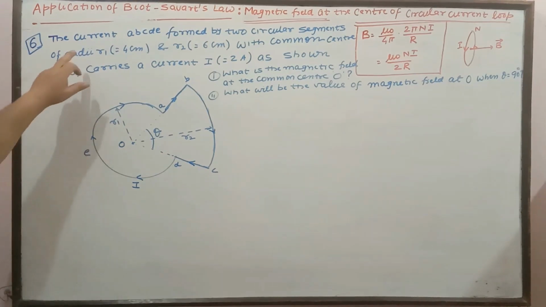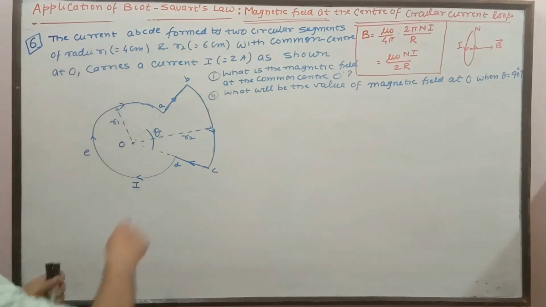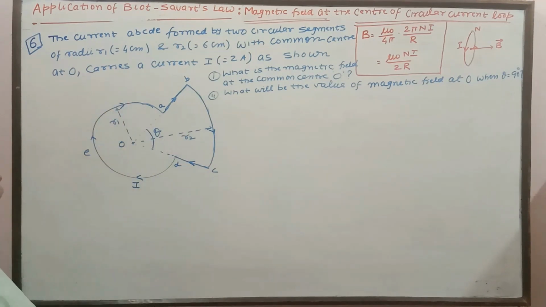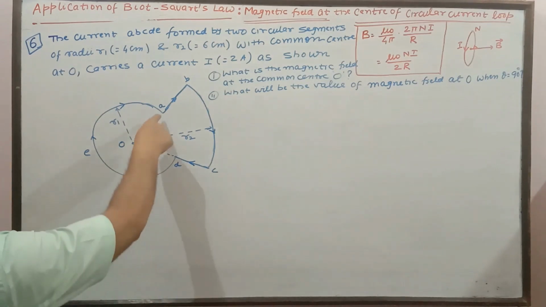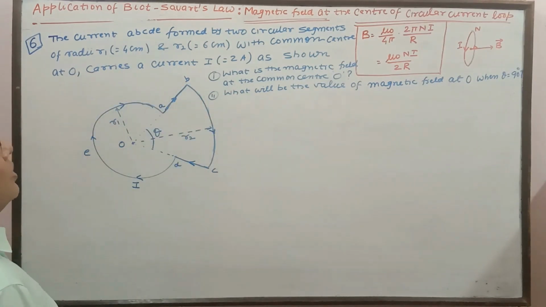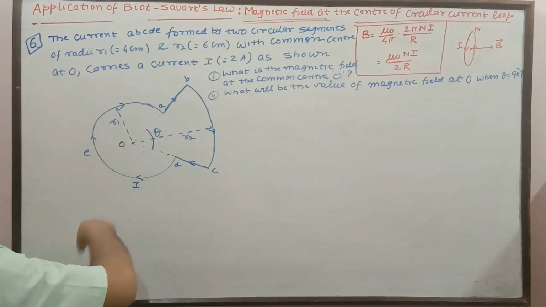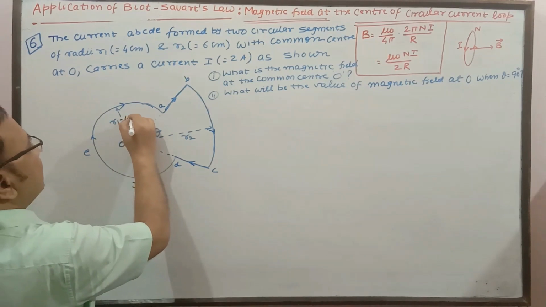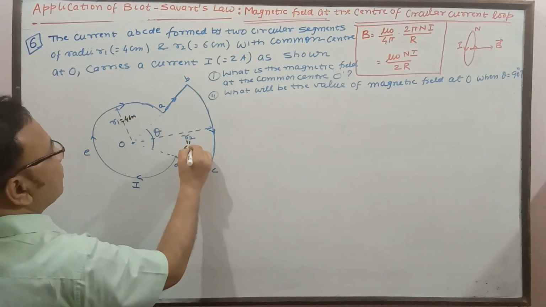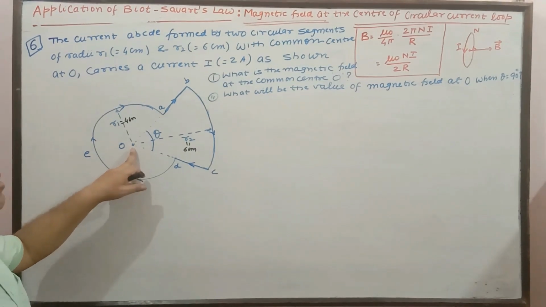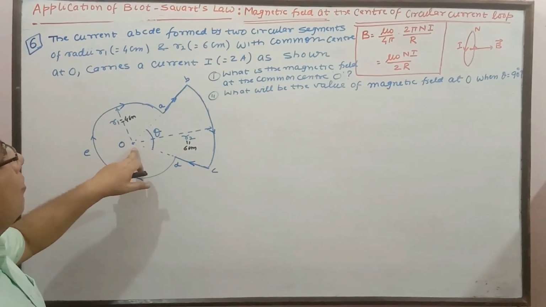Next question: the current A, B, C, D, E, again back to A, formed by two circular segments. One is this circle, another is a part of this circle, with common radii of 4 centimeter. Here R1 is 4 centimeter and R2 is 6 centimeter, with common center at O. Here O is the common center.